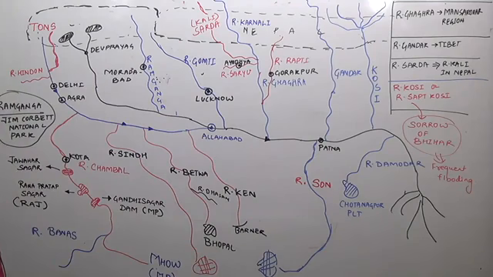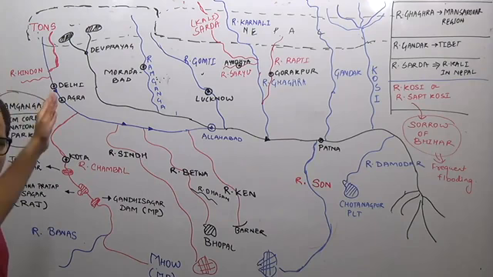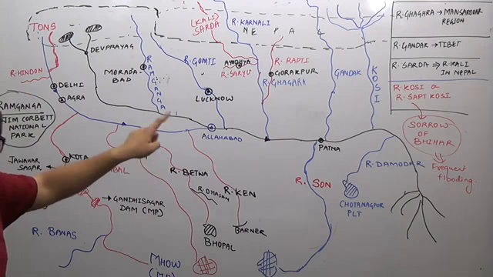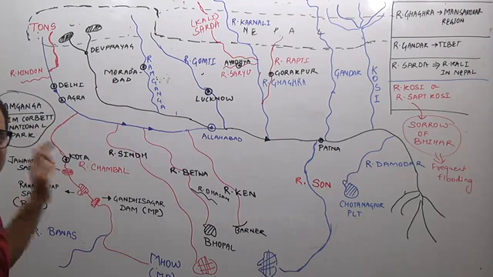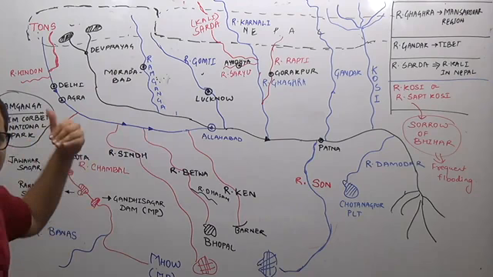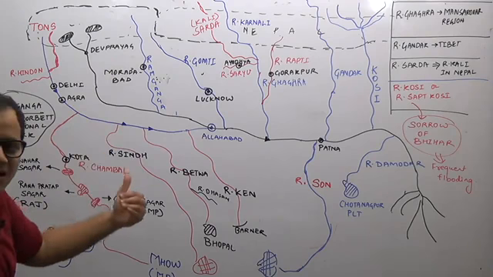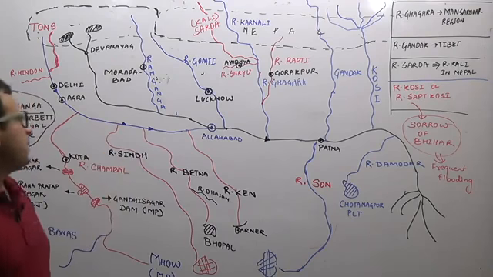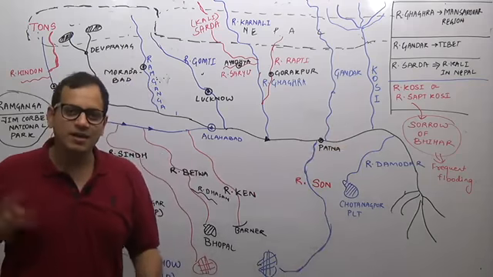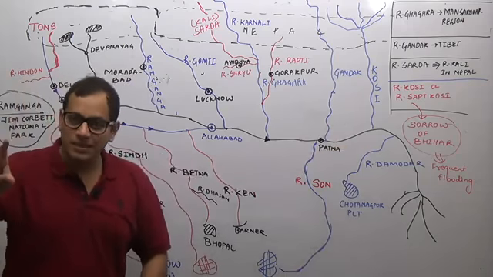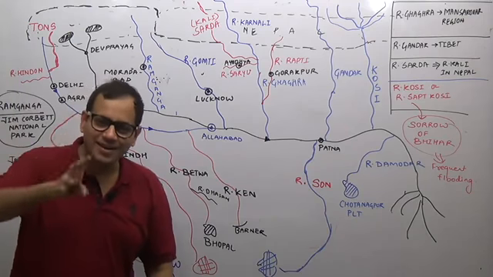River Ganga originates from the Gangotri Glacier. The Himalayan tributaries of River Ganga: River Yamuna is a right bank tributary, while all the other Himalayan tributaries are left bank tributaries. The important tributaries, as you go from west to east, are Ramganga, Gomti, Ghagra, Gandak, Kosi. Remember RGGK. Ramganga, Gomti, Ghagra, Gandak, Kosi.